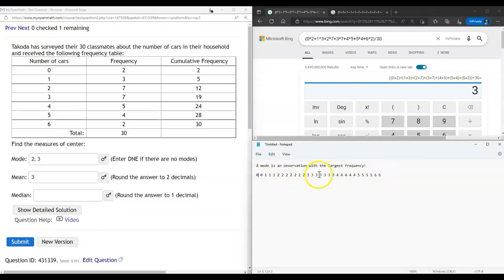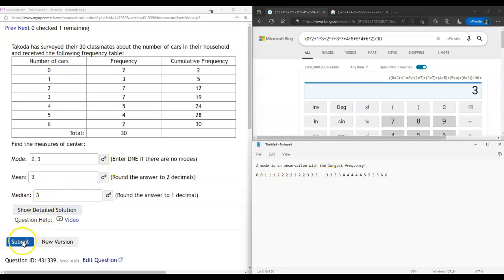So when you have 30 numbers like that, 30 is an even number. That means the median will be the average of the middle two, which will be the 15th and 16th. So let's count. 1, 2, 3, 4, 5, 6, 7, 8, 9, 10, 11, 12, 13, 14, 15, 16. So right here, this is my 15th and 16th, as you can tell. And the average will be the middle of these two. So what's the average of 3 and 3? It is also 3. So the median is 3.